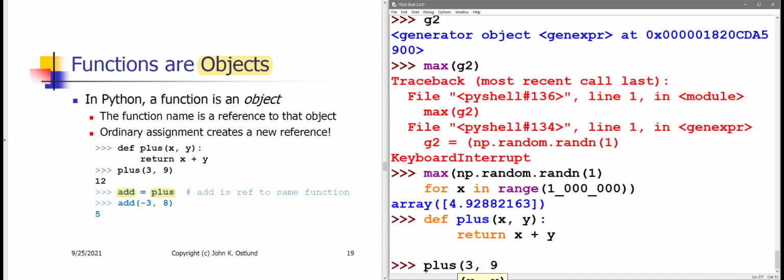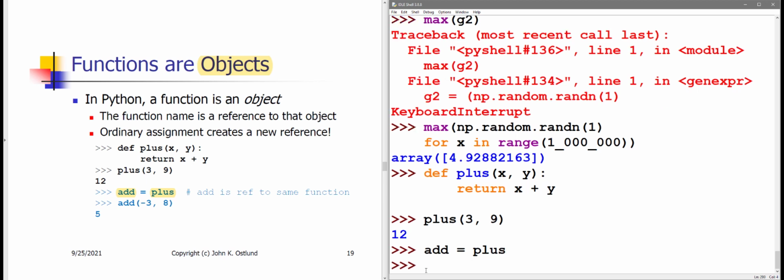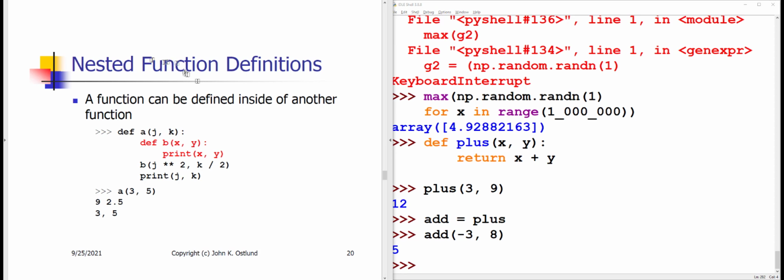Plus of 3, 9 is going to be 12. And I can create a new variable, add, to refer to the same function as plus. And now I can say add of minus 3 and 8 and get 5.